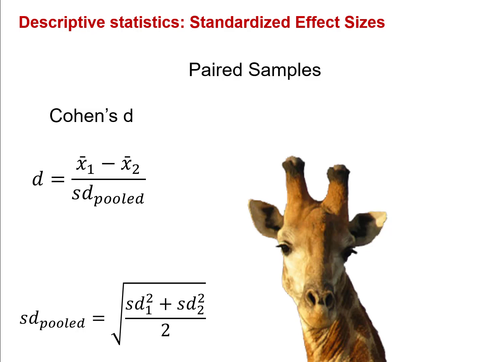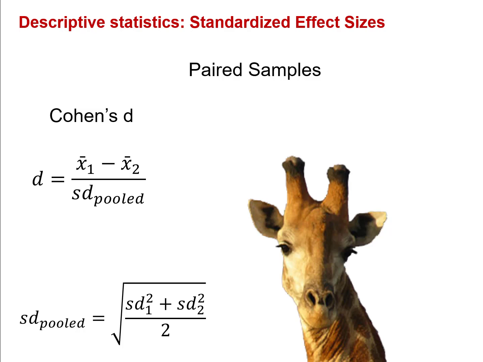So how would we calculate a D statistic if we're doing a paired samples analysis? Recall that for a paired samples analysis, every case has 2 scores on the same X variable, and then we calculate a difference score for every case, and then we calculate the mean of the difference scores. So how would we calculate a D statistic in that situation? Essentially, we're going to do the same thing.